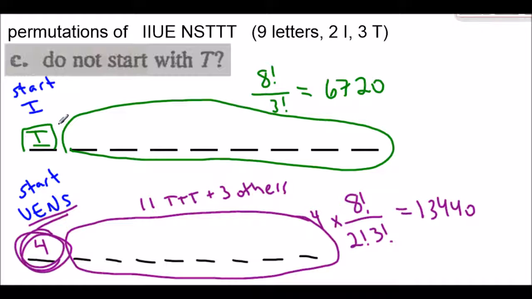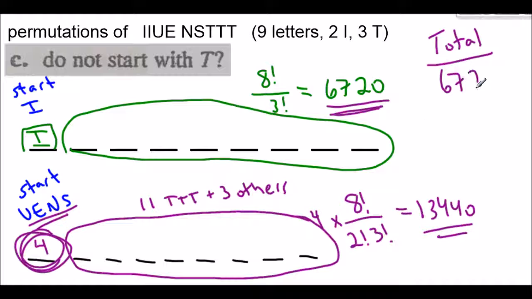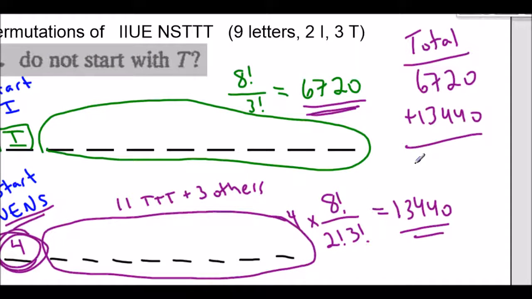So we have this many possible permutations that begin with an I, and this many permutations that begin with a U, E, N, or S, and that's all possibilities that do not start with a T. So the total number of permutations that do not start with a T is the sum of those two different cases. So that would be 20,160. So how many permutations do not start with a T?